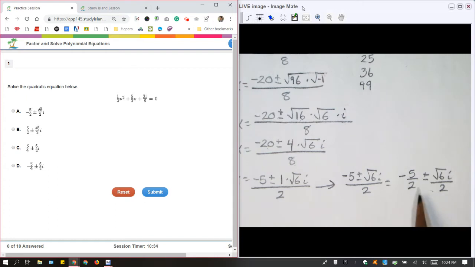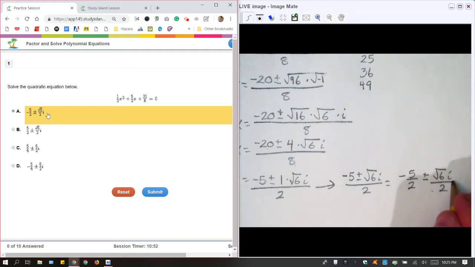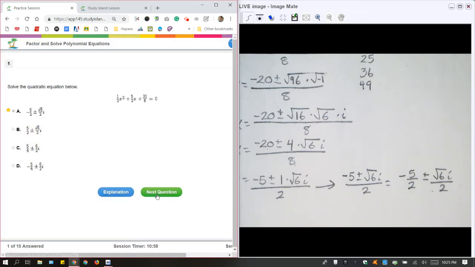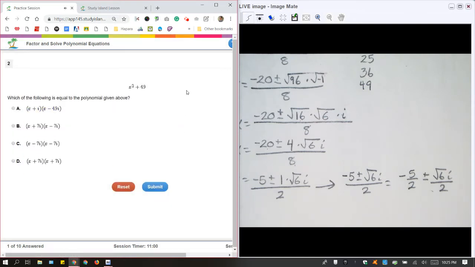So this is our answer. We have 2 of them. And let's see if that's one of them over here. Where's my mouse? There it is. The only one that starts with negative 5 halves is right there. And sure enough, plus or minus the square root of 6 over 2 times i. It doesn't matter if this i is in the numerator or if it's out next to it, making the square root of 6 over 2 a coefficient. It's the same thing. Okay, let's go ahead and do another one.